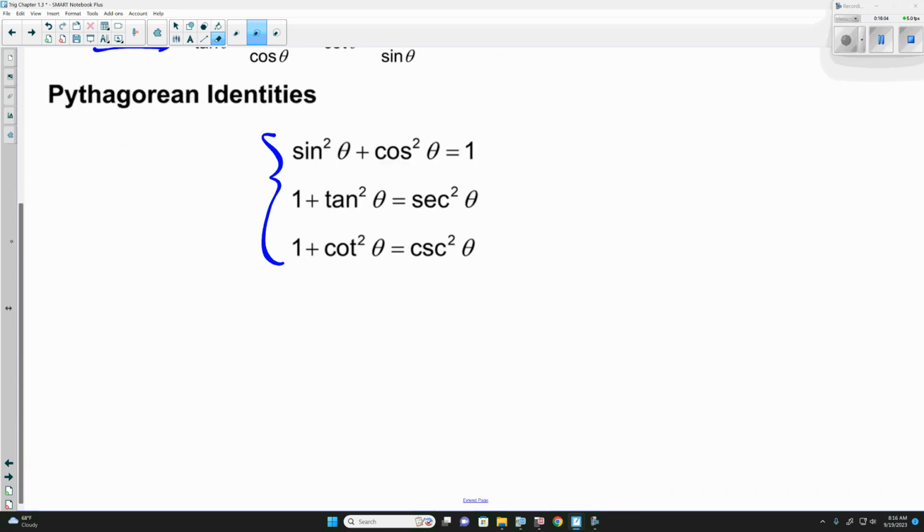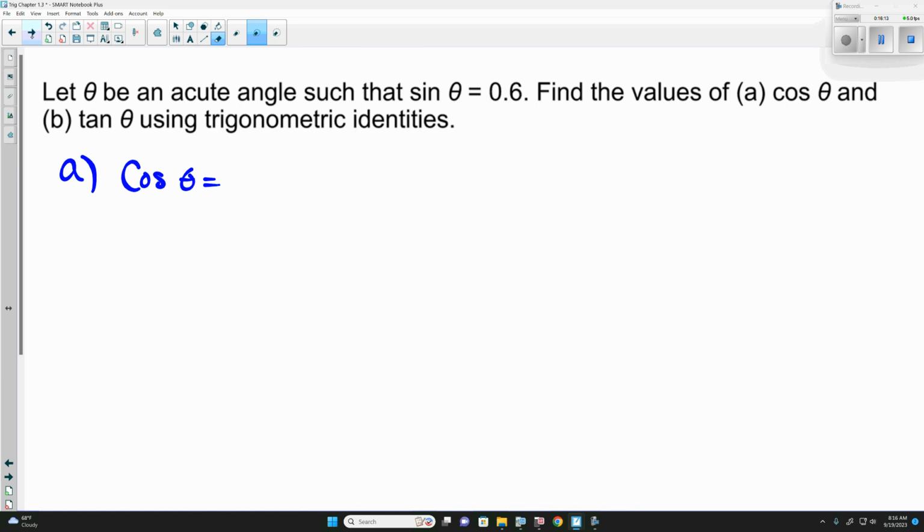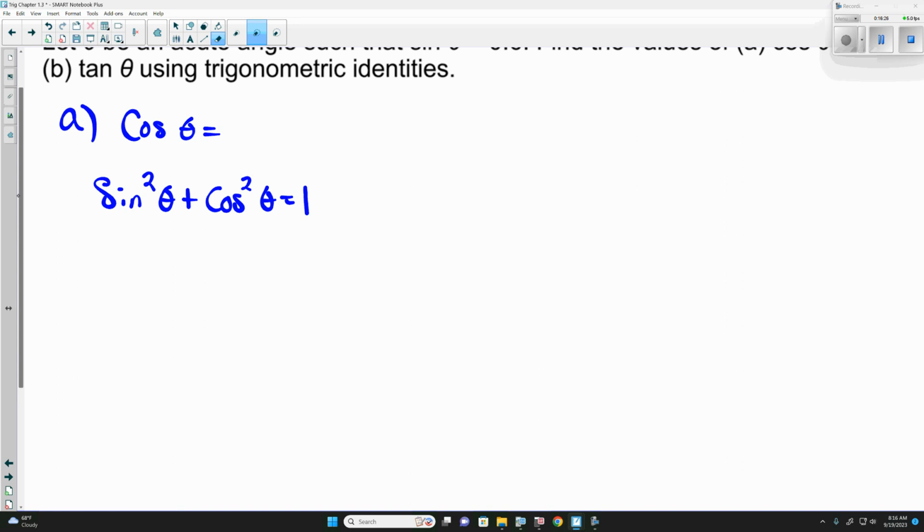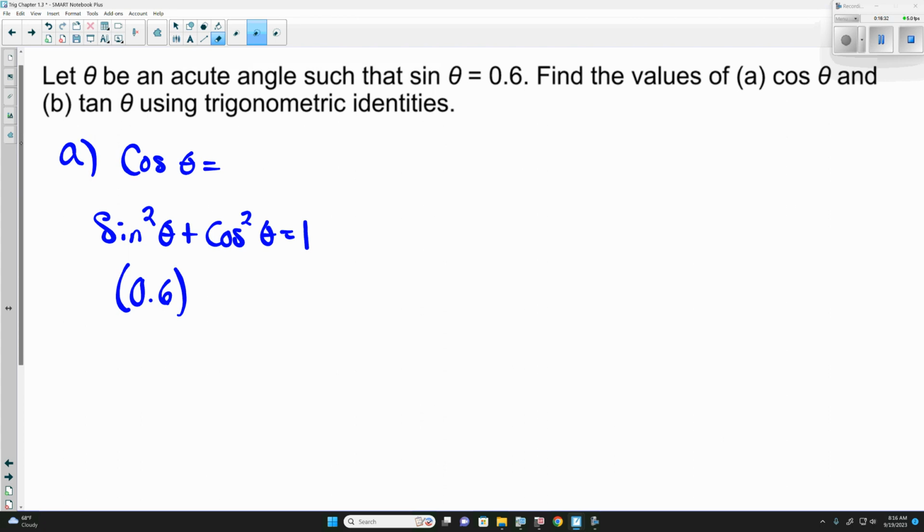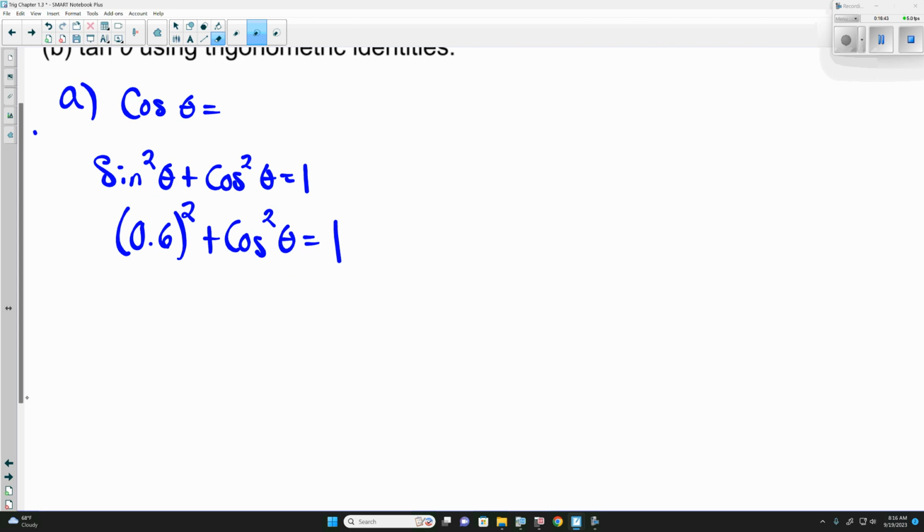So, the main ones that we use, especially when going with sine and cosine, if they're the same angle, we're going back to these here. So the first thing we need to solve for is cosine. Well, sine squared of theta plus cosine squared of theta is equal to 1. Well, knowing what sine of this angle is, 0.6, because that was given to us in the problem, we plug it in for sine. And now we're just going to solve for cosine.